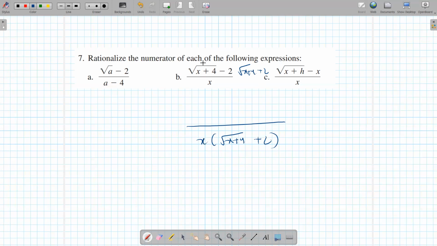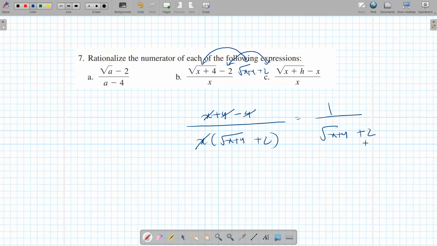On the top, we have a times a. That's going to be a squared, so that's going to be x plus 4. And then we have negative b times positive b, b squared. It's going to be minus b squared, minus 4. This cancels out with this. Now you're only left with an x. That's going to cancel out with the x on the bottom. So the final answer is going to be 1 over root x plus 4 plus 2. Okay?